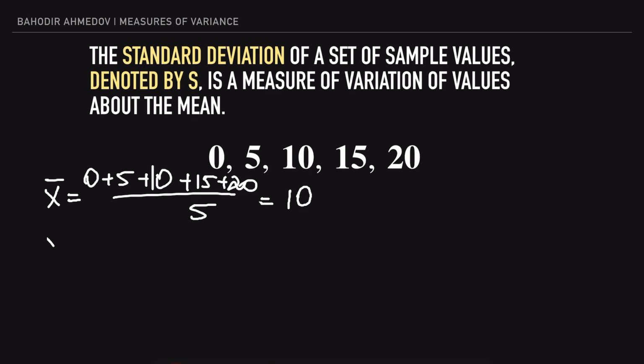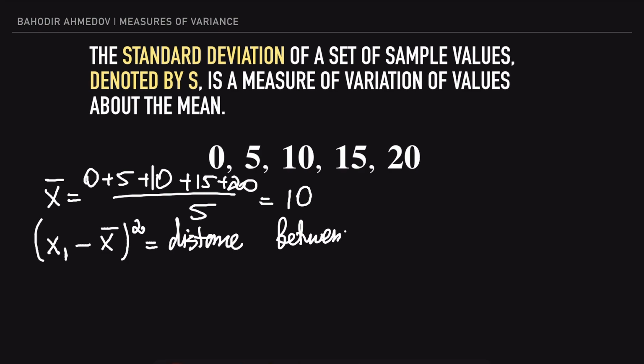So the distance between the first point and the mean is going to be simply the difference between the first point and the mean. And since I don't want to have a negative number for the distance, I'm just going to square this. So this is the distance between the first point, x1, and x bar, which is equal to 0 minus 10 squared, which is simply 100.